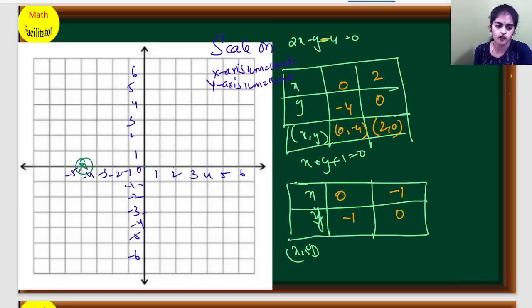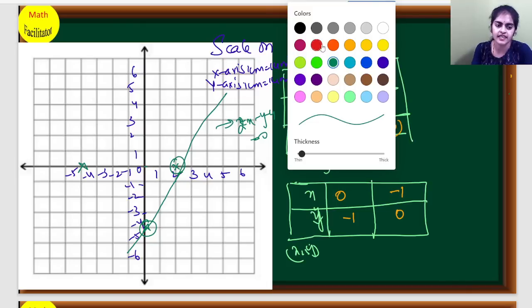So this 0, comma minus 4 is nothing but 0 on the x-axis and minus 4 on the y-axis, and 2, comma 0 is this point, 2 on the x-axis. So joining these two, it is given that this is the line 2x minus y minus 4 is 0.